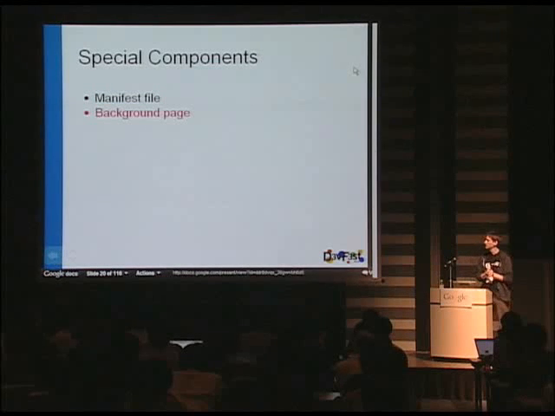And the second special component that an extension can have is a background page, which is a hidden web page that the user doesn't see. And it runs for the entire life of the extension. And this lets you do things like coordinate tasks between the different components in your extension, as well as manage state.